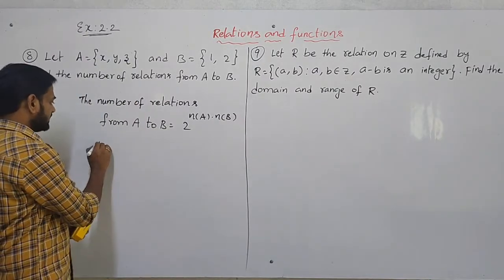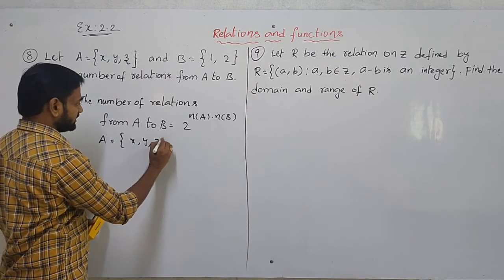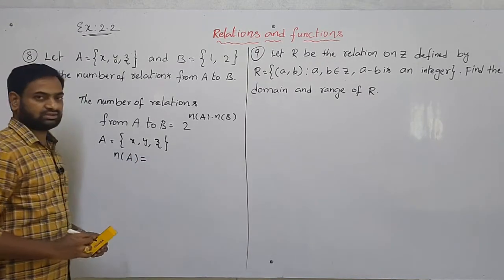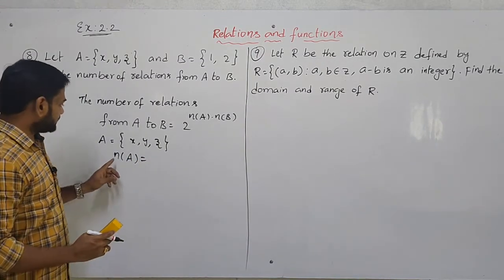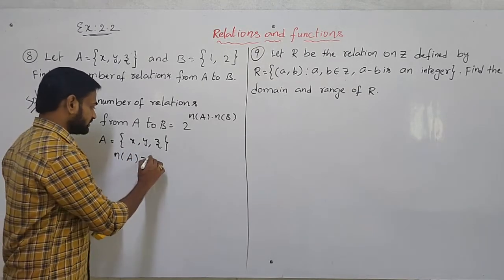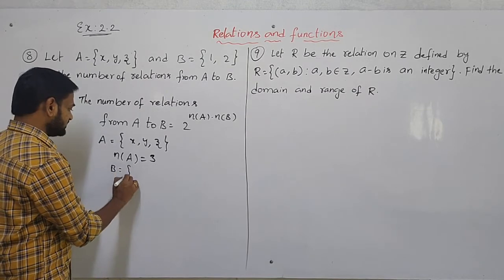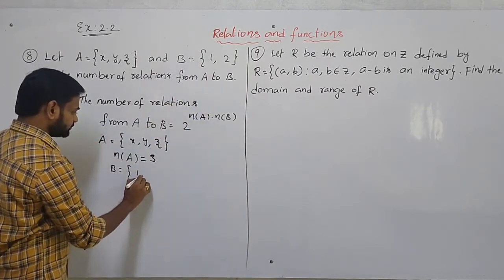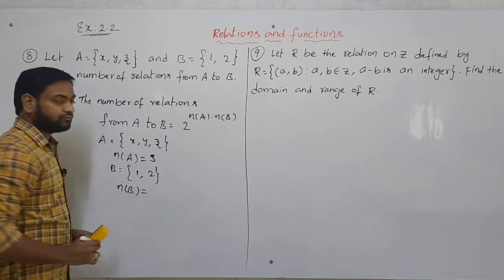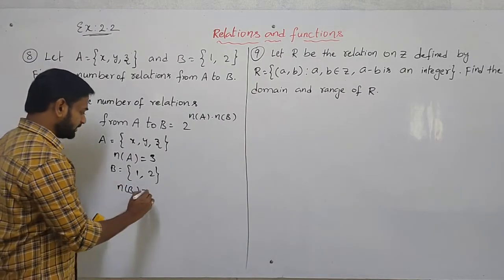Now here, what is A? A is {x, y, z}. So what is n(A)? The number of elements in the given set A. The number of elements in A are how many? 1, 2, 3. n(A) is 3. Next, what is B? The set B is {1, 2}. So n(B), the number of elements in B are how many? 1, 2 elements.